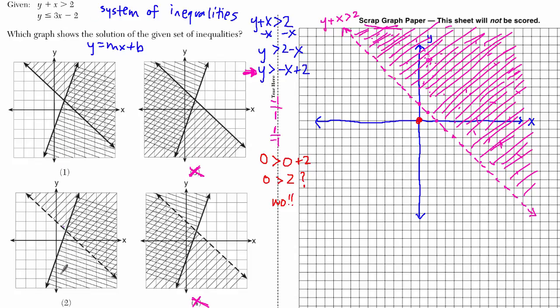In order to figure out which of these is the correct answer, we need to graph the other inequality. So we have y is less than or equal to 3x minus 2. If I compare the form of this inequality with y equals mx plus b, I can already see that y is by itself on the left side of the inequality. So this one's already ready to graph as is. That's nice. So I'm going to graph this one in purple.